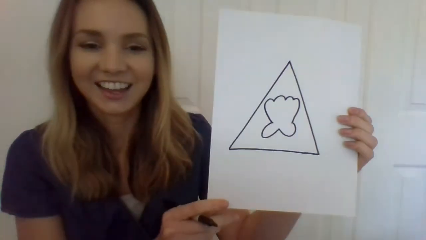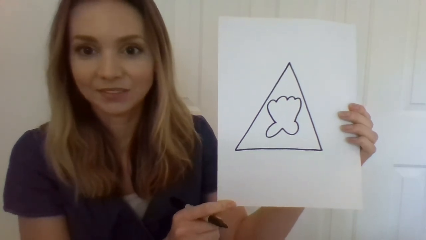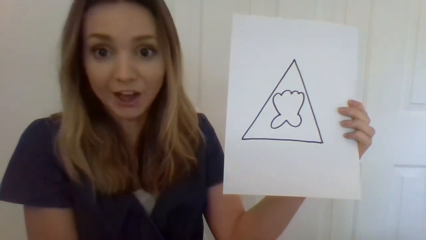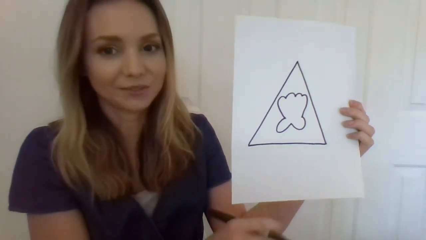Now on top of your geometric shape, draw a shape that's organic. Remember, organic shapes are the ones that have curves, and they might be found in nature. Okay, I drew a seashell. And your organic shape doesn't have to be anything in particular. It could just be a blob. But I chose to draw a seashell.